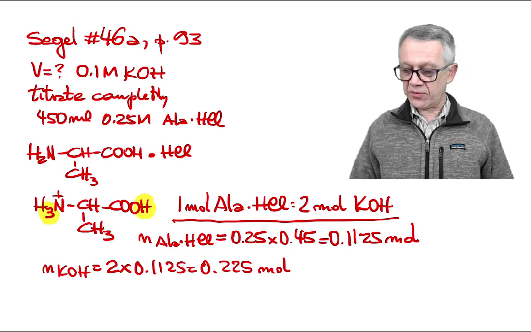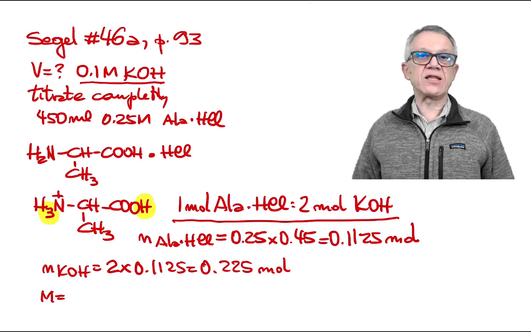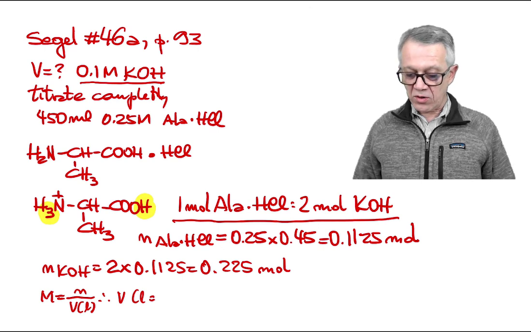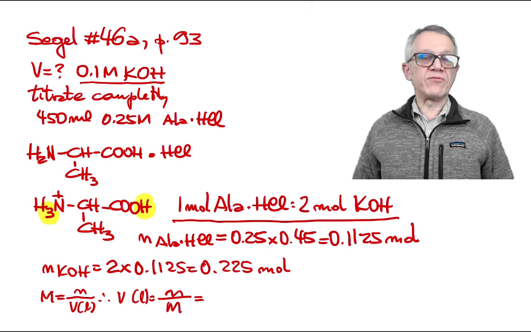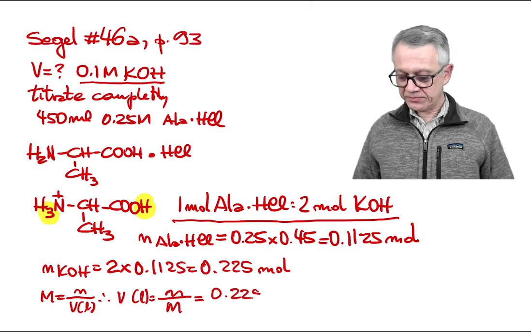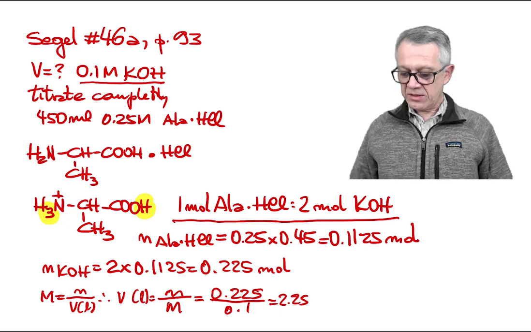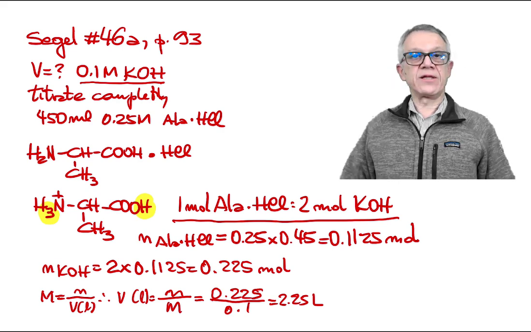We know that the solution of potassium hydroxide is 0.1 molar, so then we can calculate the volume, because we have the relationship that the molarity is the number of moles divided by the volume in liters. Therefore, the volume in liters equals the number of moles divided by the molarity. So the number of moles is 0.225, and the molarity is 0.1. So in that case, here gives 2.25 liters. That's the solution for the problem.